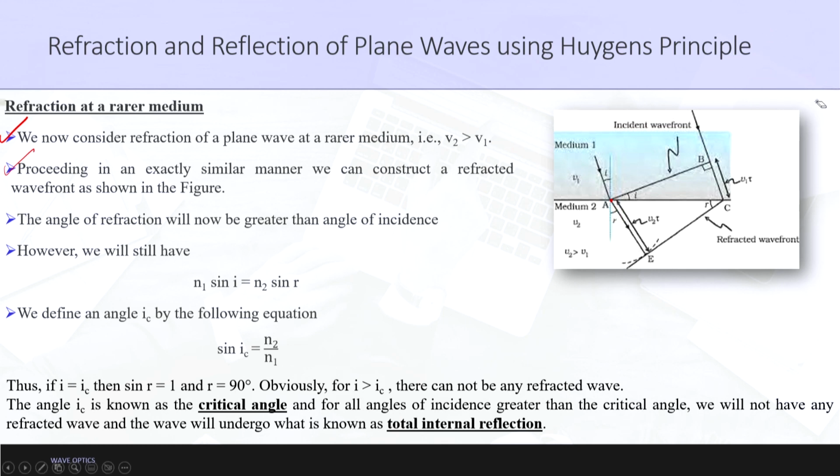Moving on. The angle of refraction will now be greater than the angle of incidence. This point is also talked about here. However, we will still have n1 sin I is equal to n2 sin R. This equation, Snell's law of refraction, is always valid.